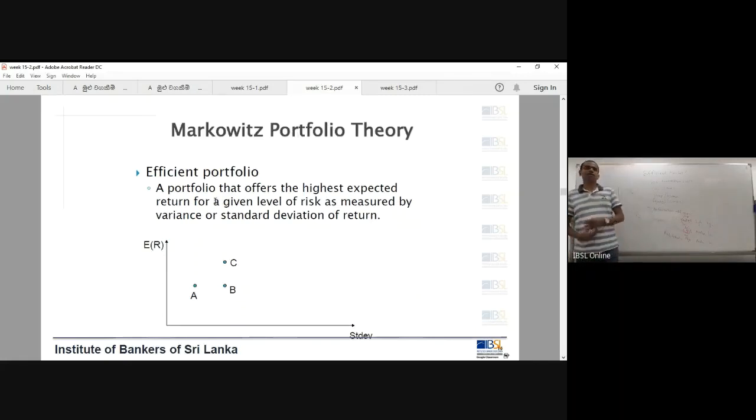Now the next diagram is very interesting. An efficient portfolio is a portfolio that offers the highest expected return for a given level of risk, as measured by the variance or standard deviation of return. Now, can you all analyze these three? These are three portfolios. A, B, and C are different portfolios. Within a portfolio, you might have a combination of assets. Let me explain.